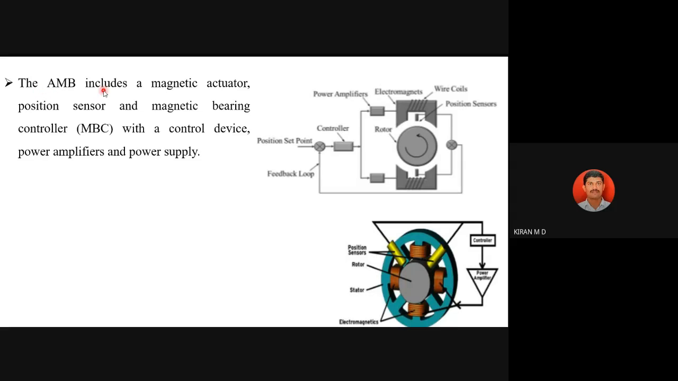The active magnetic bearing includes a magnetic actuator, position sensor, magnetic bearing controller, with a control device, power amplifier, and power supply. This is the schematic diagram of the active magnetic bearing, and this is the actual active magnetic bearing, how it is.